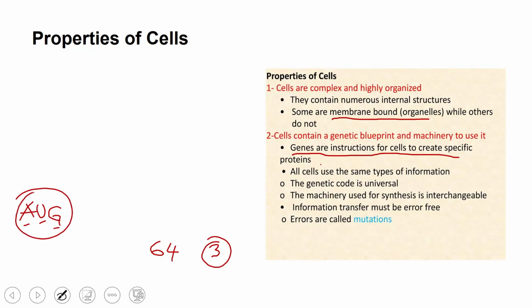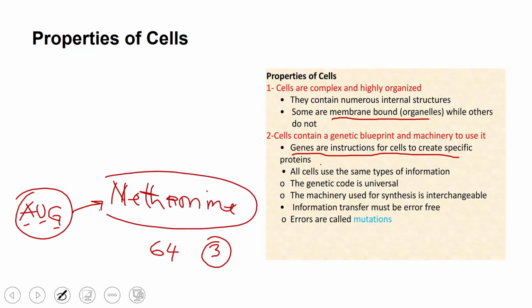And each of these genetic codes is responsible for coding a specific amino acid. Like AUG is responsible for coding methionine. Methionine is an amino acid. So this is the genetic code, and we have 64 of them, which are responsible for coding the 20 amino acids that are found in proteins. So this is what you call the genetic code, and it's the same across all species of living organisms.